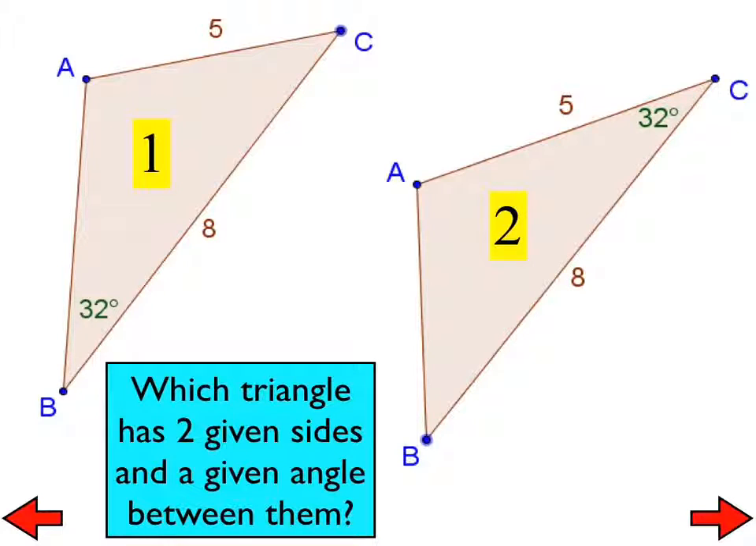So looking at these 2 pictures, there's a first triangle and a second triangle. Raise your hand if you can tell me which one of these pictures shows an angle between 2 given sides. Raise your hand if you know which picture shows an angle between the 2 given sides.